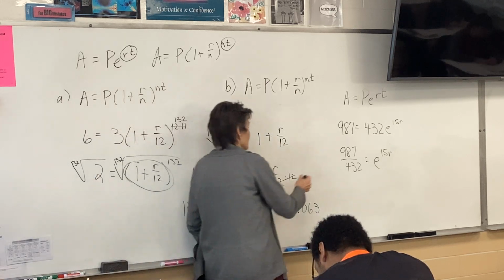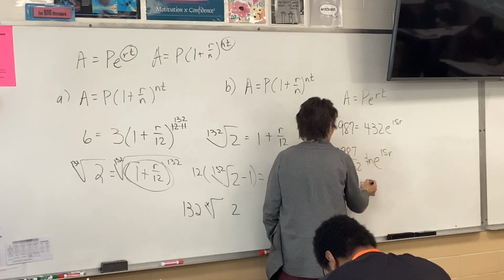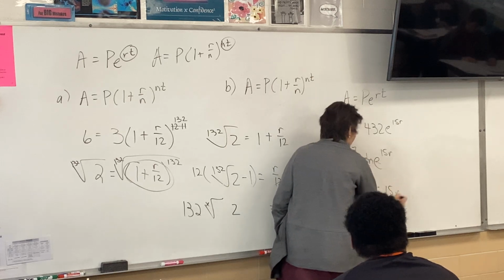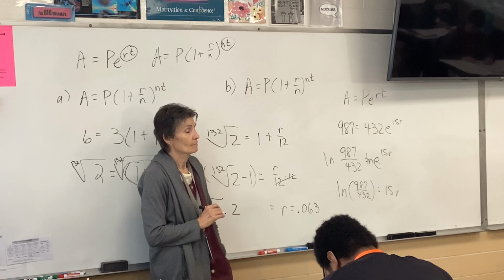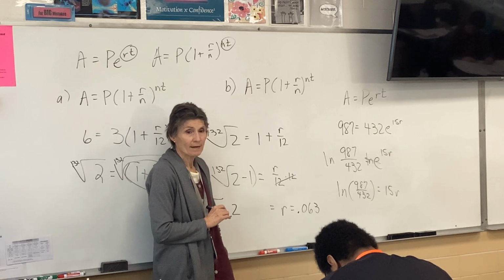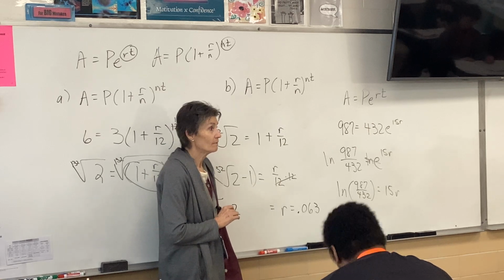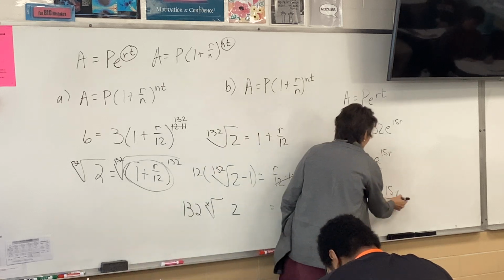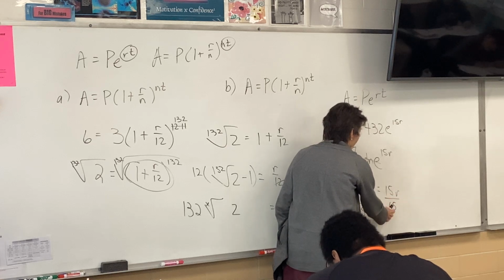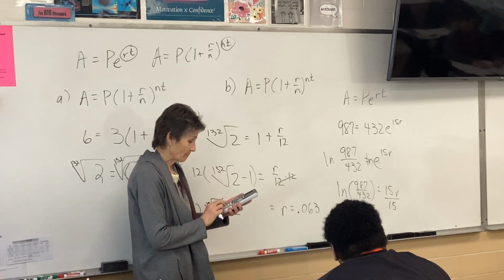ln. Now I'm going to ln both sides. So ln this fraction equals 15R. So then all I have to do is subtract, divide by 15. Kids, remember, you always do the opposite, so that's a times. So the opposite's going to be divide. So that's what I'm going to type in on my calculator.